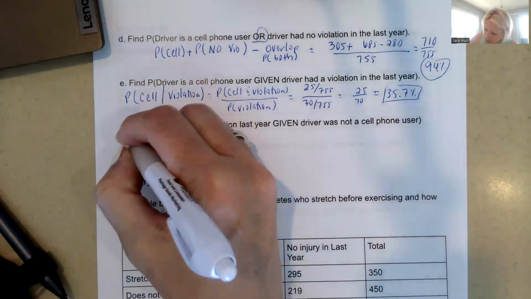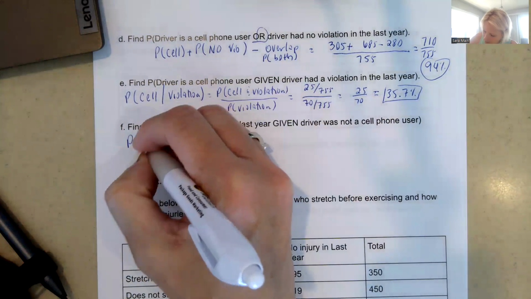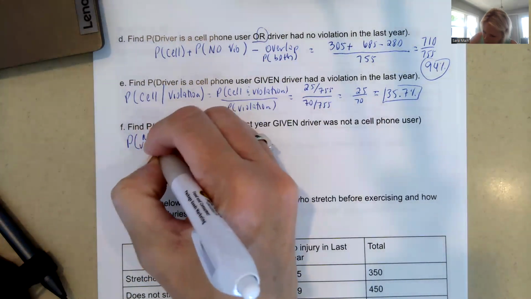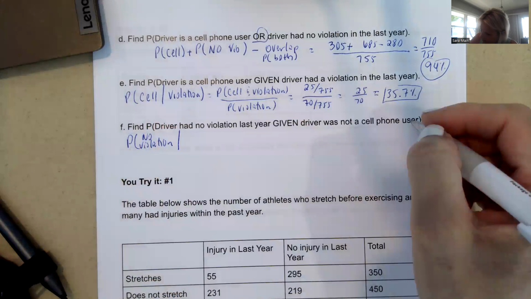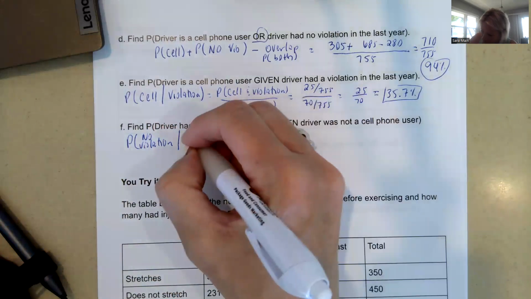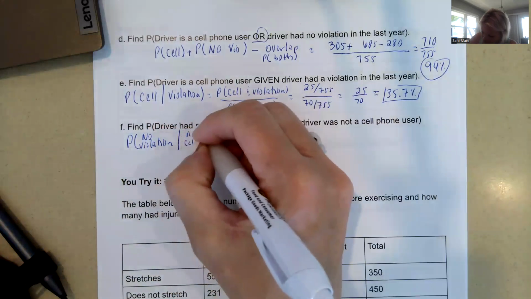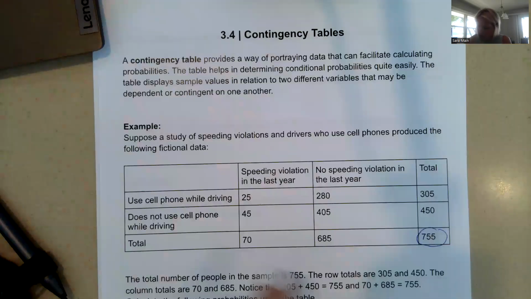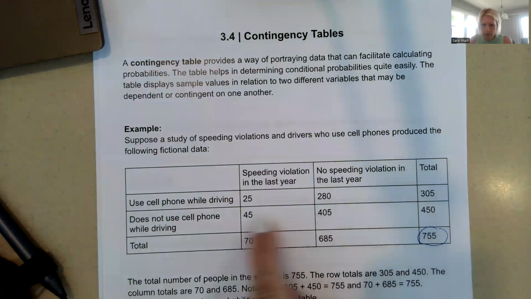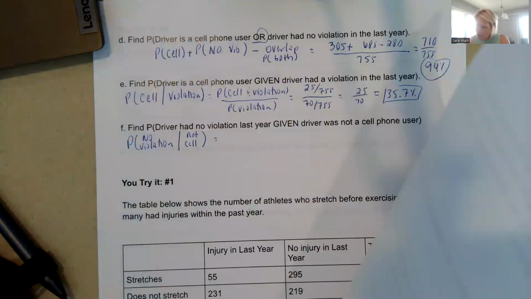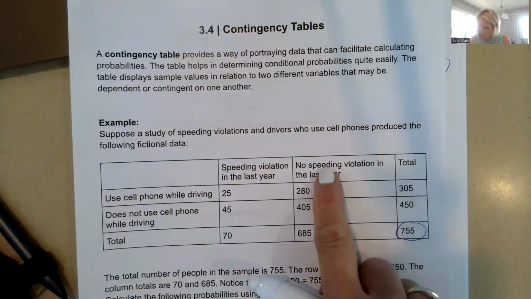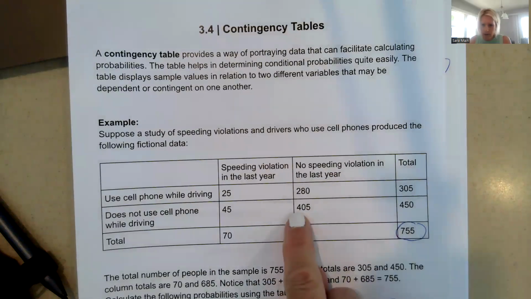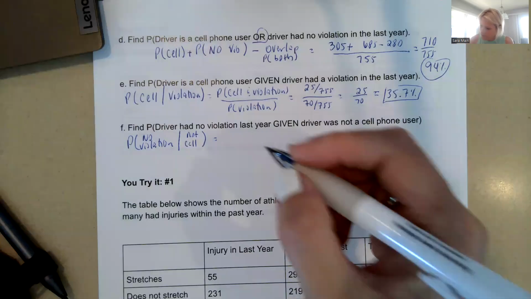Okay, so probability no violation given not cell. So let's just look here. So not a cell phone user. So of these 450, we want to know that who had no violation. So of the 450, it was 405.